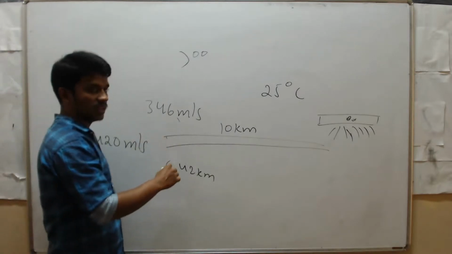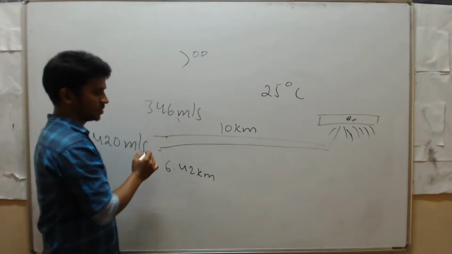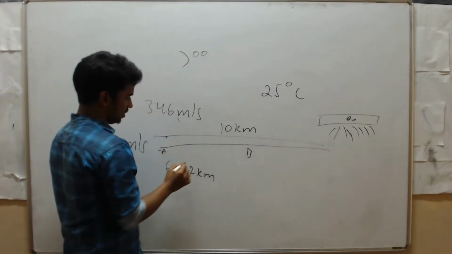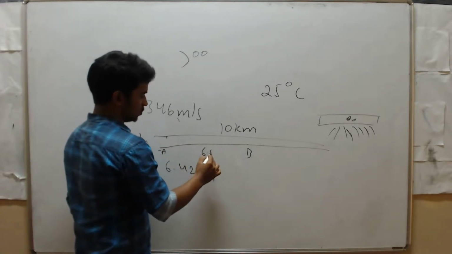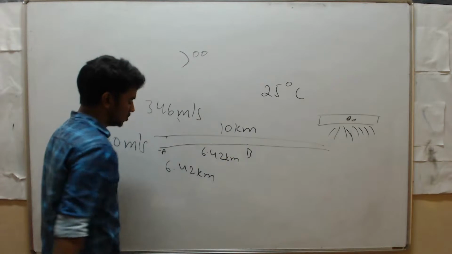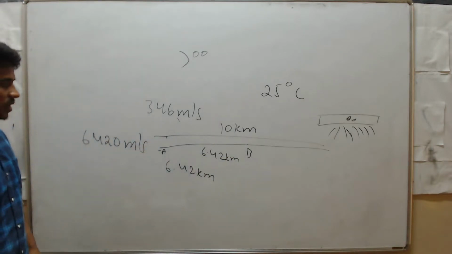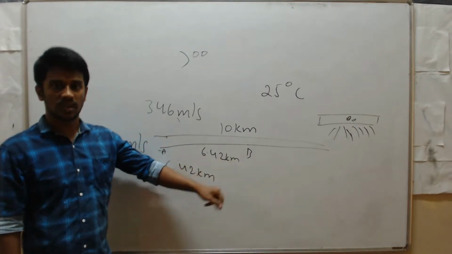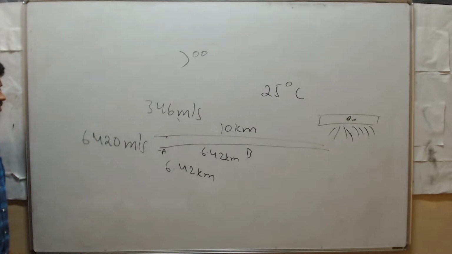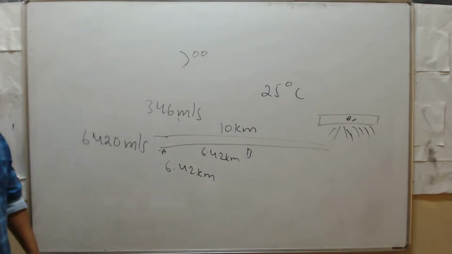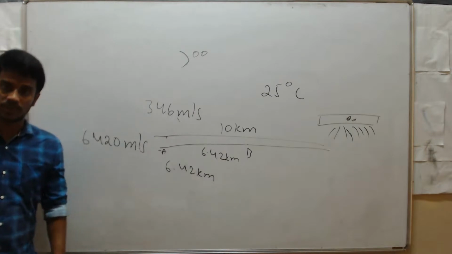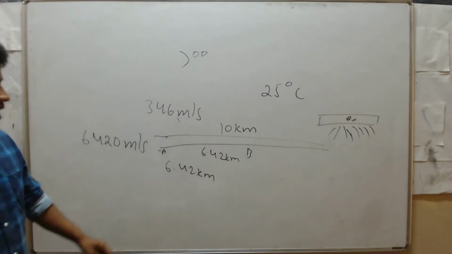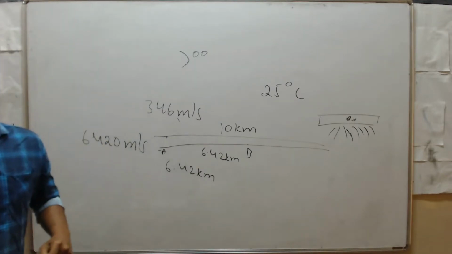Just imagine your friend is producing sound here, and you are standing at a distance. The distance between person A and person B is say 6.42 kilometers. When he produces a sound in aluminium, person B can listen to that sound in 1 second. So this is the speed of sound in aluminium: 6.42 kilometers per second, or 6,420 meters per second, which means in 1 second it will cover 6,420 meters.